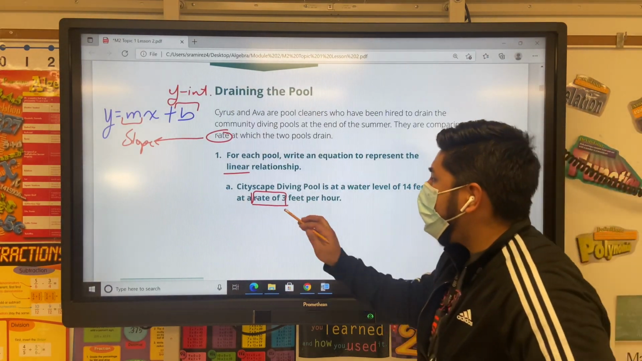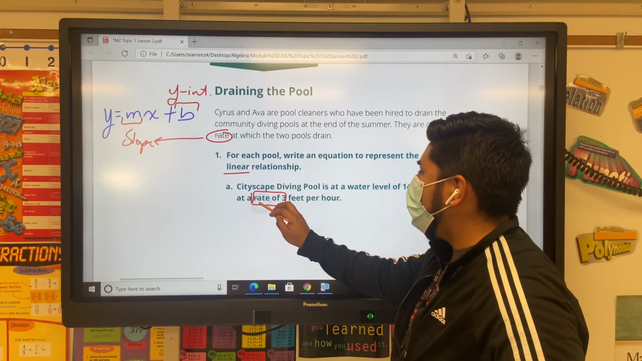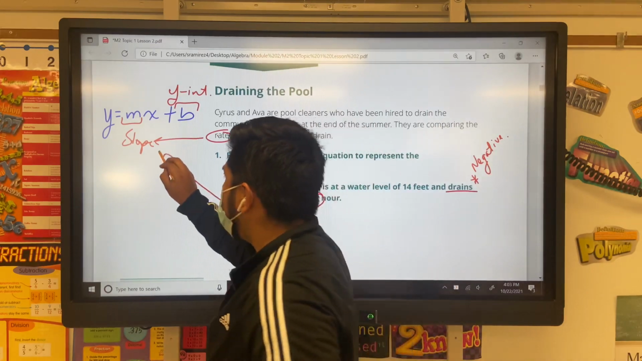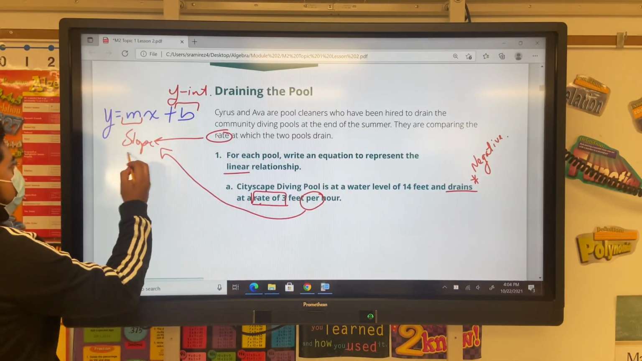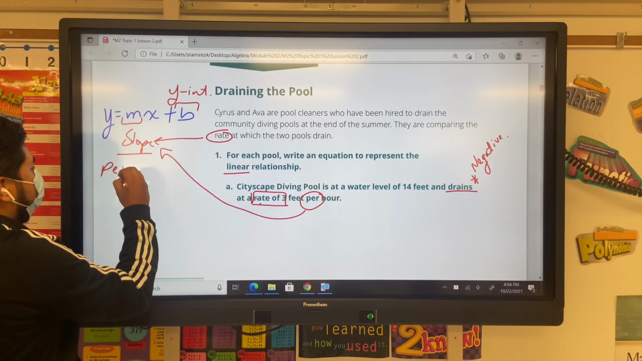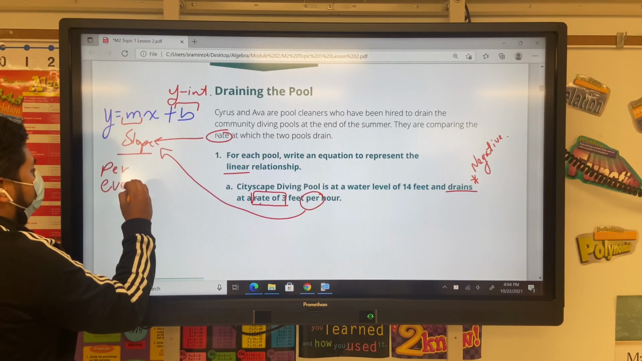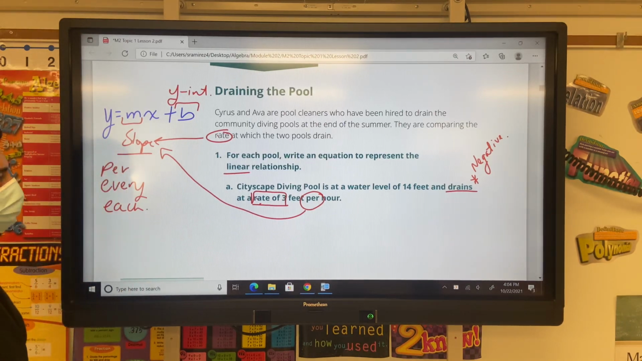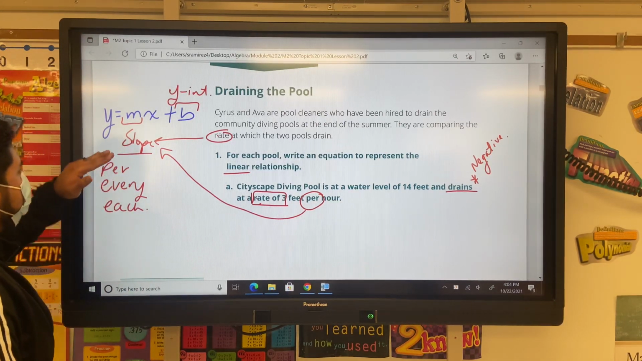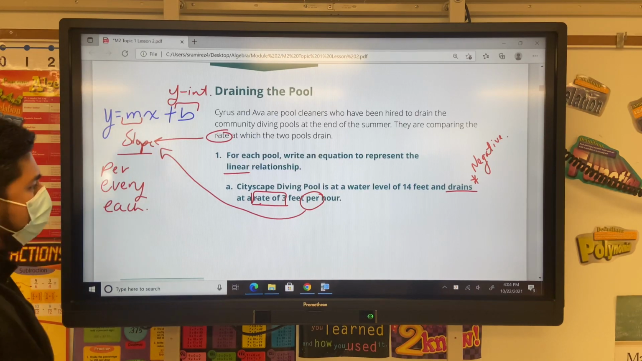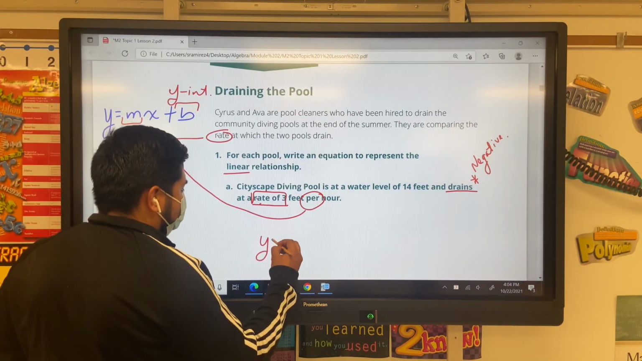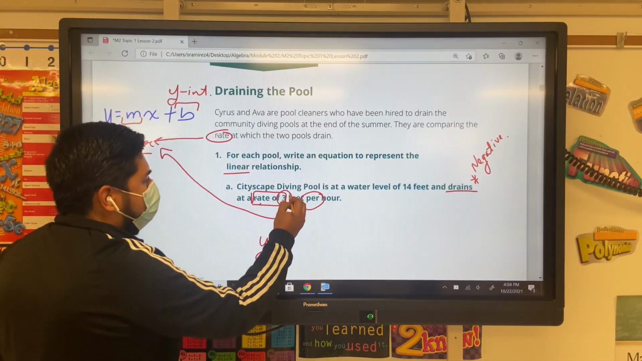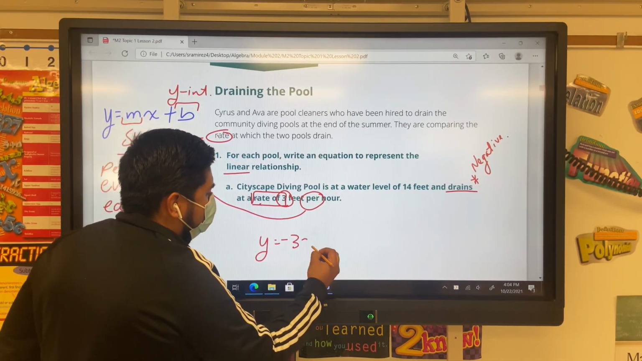Next. Not only do we know that the slope is also called rate, but this keyword per, there's 3 other words. Slope is per, every, and each. Okay? So now since we identified the slope as m, we can definitely start the sentence. Y equals, since we're going down, we're using negative 3x.